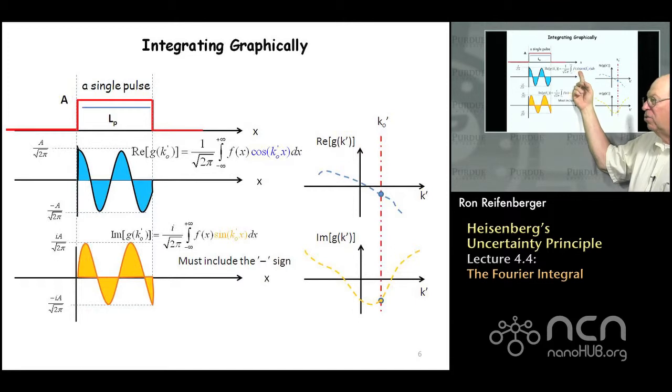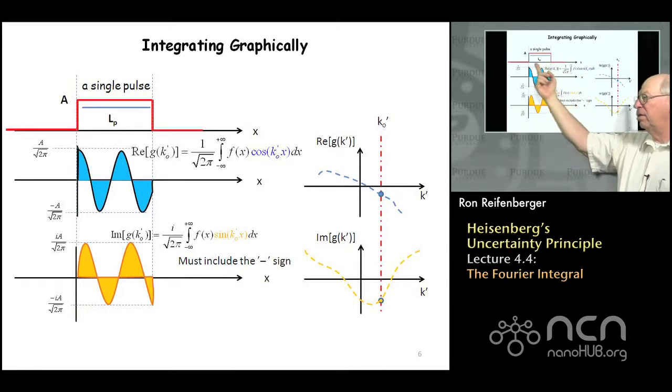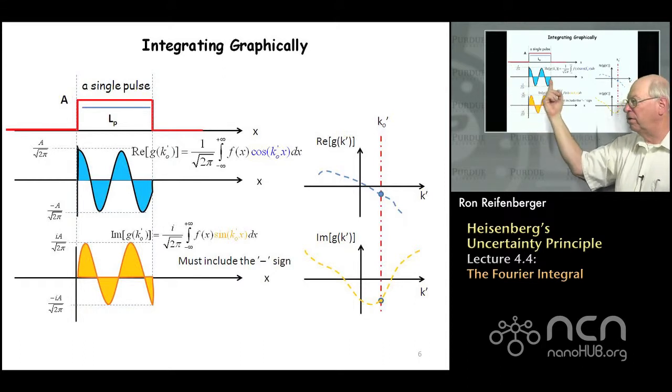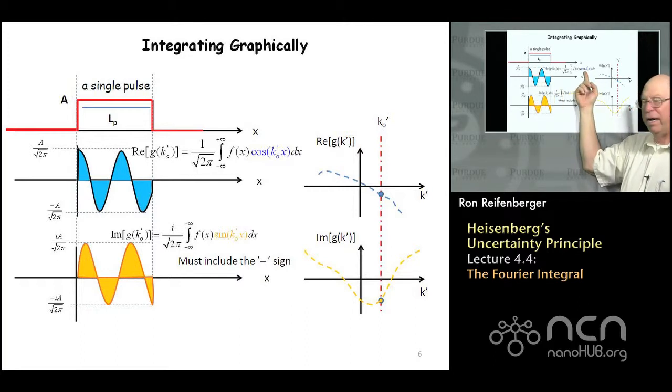When we multiply those two things together, we get 0 everywhere outside the region of the pulse width L sub p, because f of x is equal to 0 out here, and it's also equal to 0 out here. So when we do that multiplication, we get 0, and then in the middle, where the pulse is non-zero, we just get the individual factor cosine of k0 prime x plotted over the width of the pulse. In this case, the width of the pulse is L sub p.